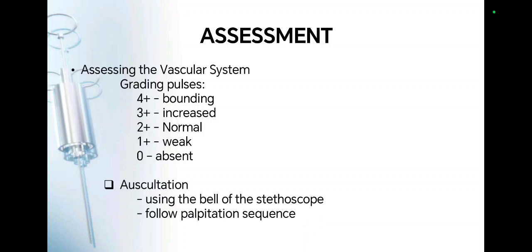Now for your auscultation, always remember to use the bell of your stethoscope following the palpation sequence earlier. So you auscultate for the vascular sounds and assess for any abdominal aneurysm or bruit sound.